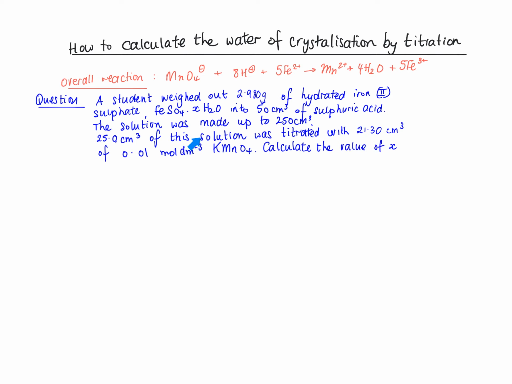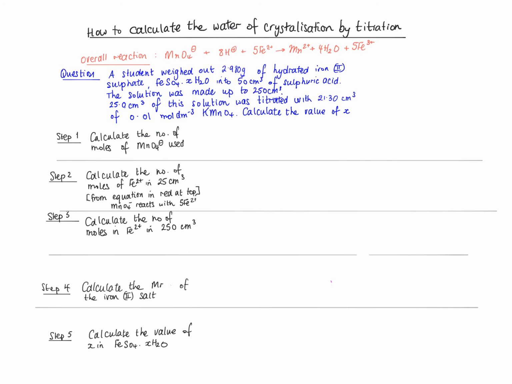25 centimetres cubed of the solution was titrated with 21.3 centimetres cubed of 0.01 moles per decimetre cubed potassium permanganate. Calculate the value of X. And you're given the equation that shows how the MnO4- reacts with the Fe2+. So there are 5 steps to get the answer.